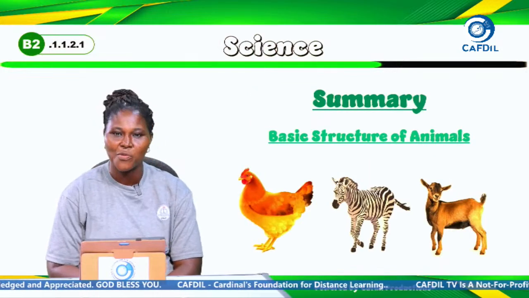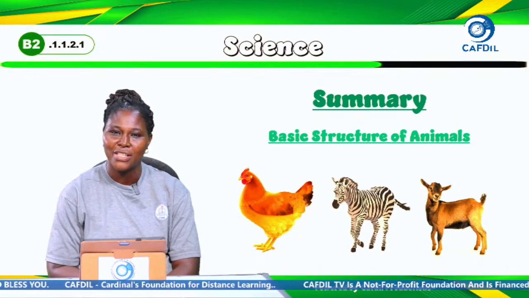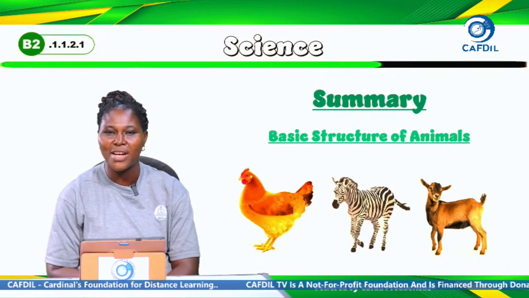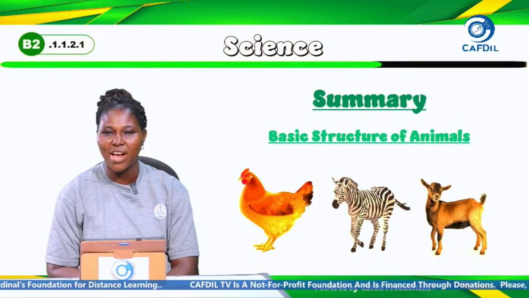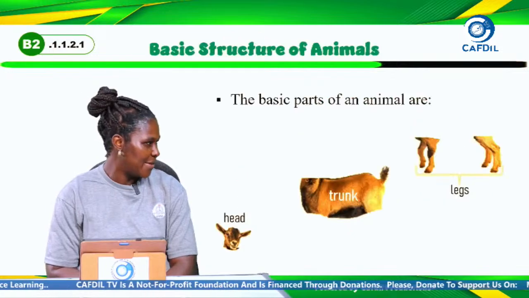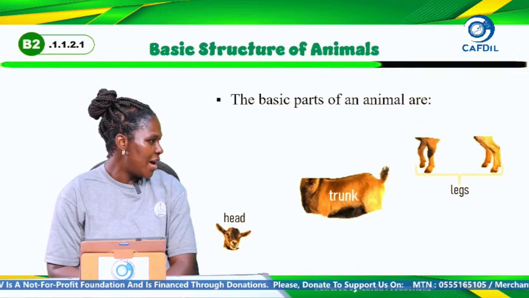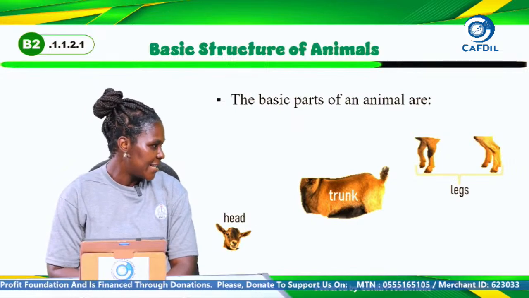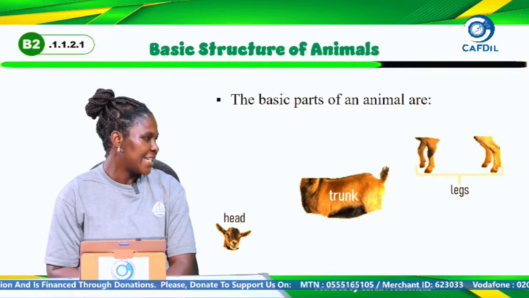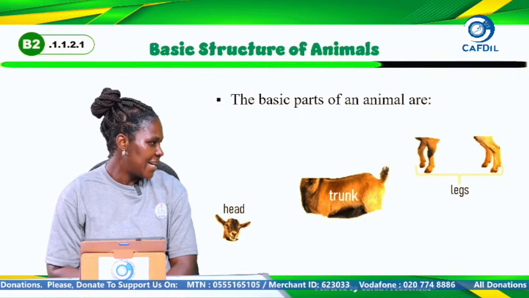Okay. Well done, learners. You have done very, very well. This is the summary of our lesson: the basic structure of animals. Yes, and we looked at the basic parts of animals. We saw the head, the trunk, and then the legs.